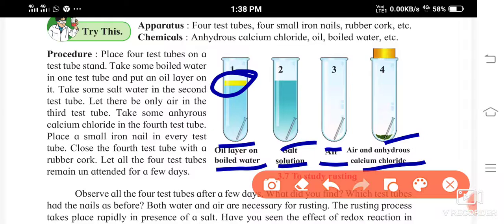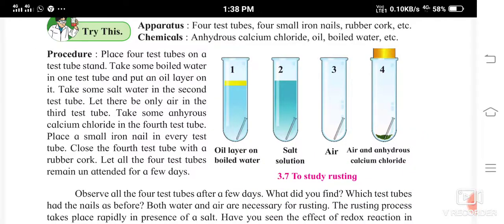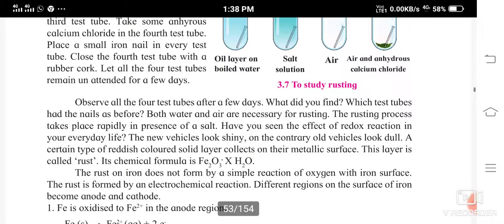Now you are going to keep all these four test tubes for some days without disturbing them. Observe all the four test tubes after a few days. What did you find? Which test tubes had the nails as before? Both water and air are necessary for rusting. Always remember that water as well as air is necessary for rusting. The rusting process takes place rapidly in the presence of a salt.